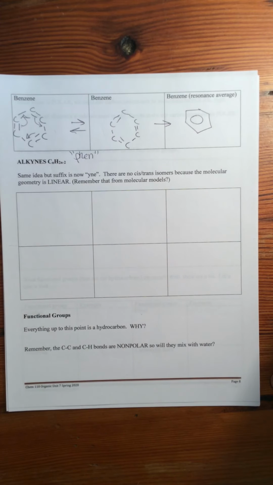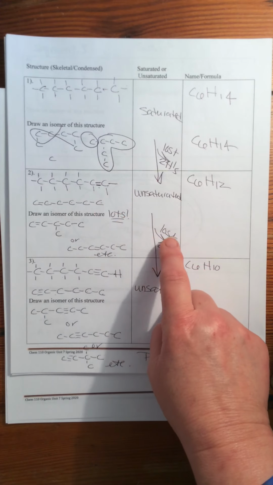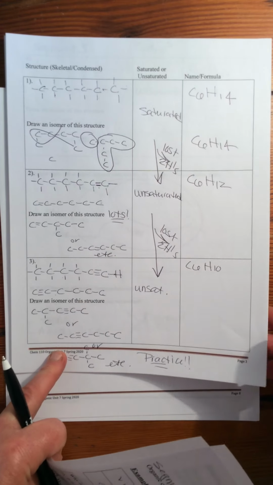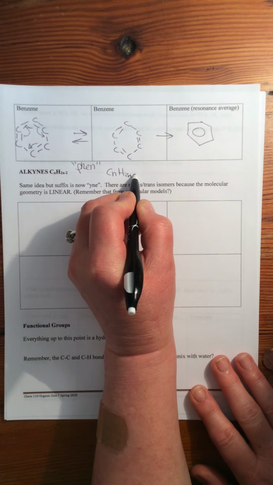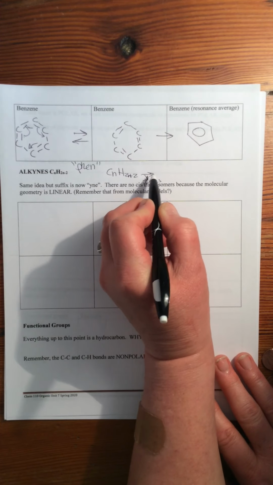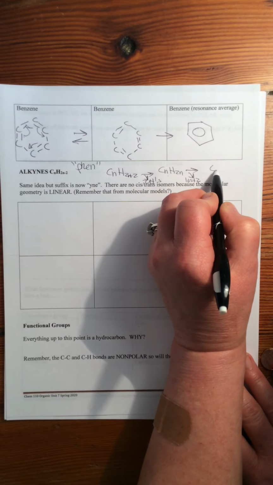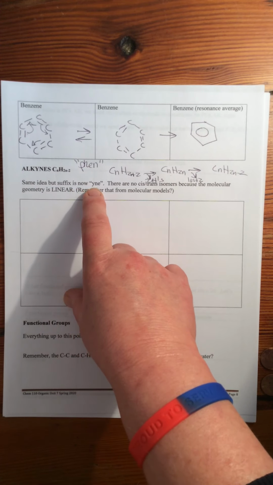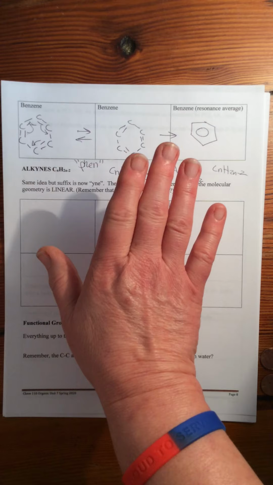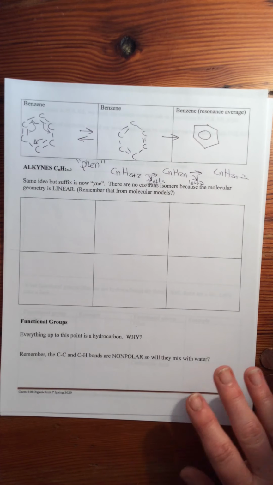Now, last on our list is what happens when we lose even more hydrogens. So if you go back to your notes, when we lost two, we got a double bond, which we're calling alkenes. Two more, we get a triple bond, and we're going to call that alkynes. So we went from CnH2n+2, we lost 2, CnH2n, that's your alkene, and now we've lost 2 more, and we get CnH2n-2. The good news here is that it's the same idea with YNE. We don't have to worry about cis-trans isomers because the geometry is linear. A line is a line is a line. So we're not going to worry anything about cis-trans on any of this, and we're just going to write structures.